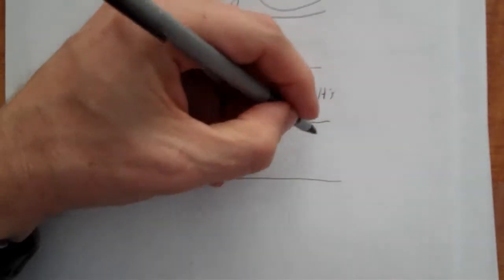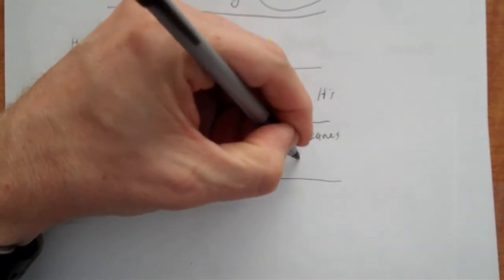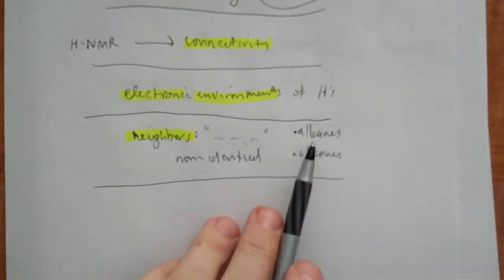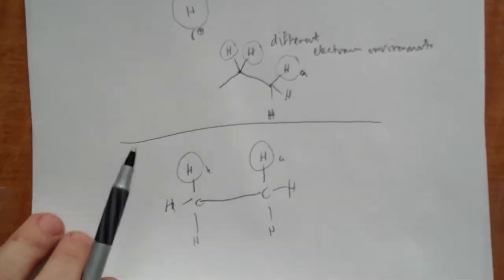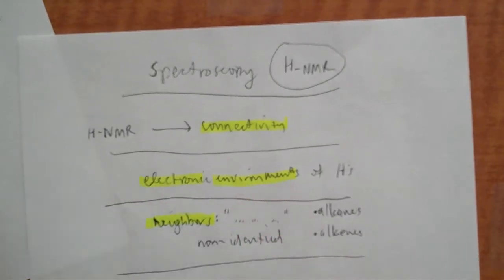I also want to say that you really first need to get very good at doing alkanes before you do alkenes. Alkanes are much simpler than alkenes. Let me give you an example. Again, we're going back to the electronic environments. If the electronic environments are different, then they can be neighbors. I said can be. Let's look at this.